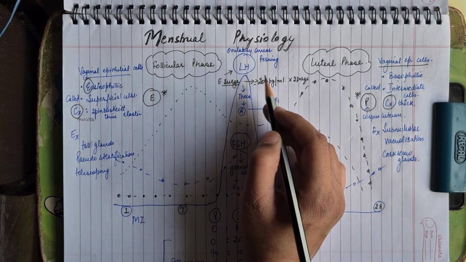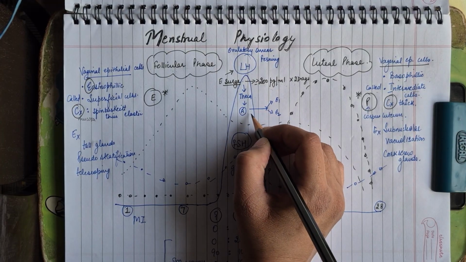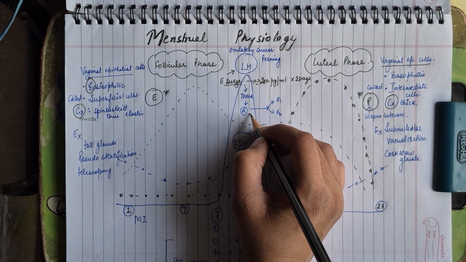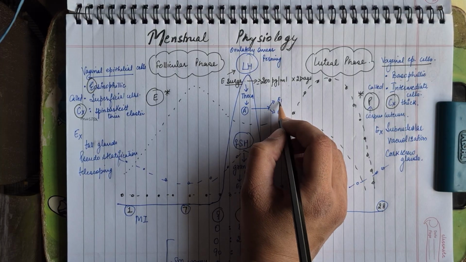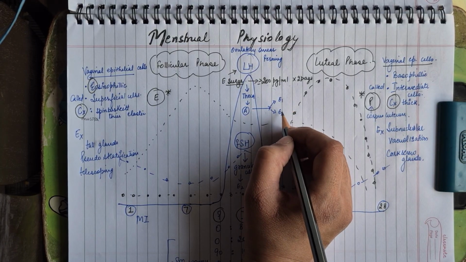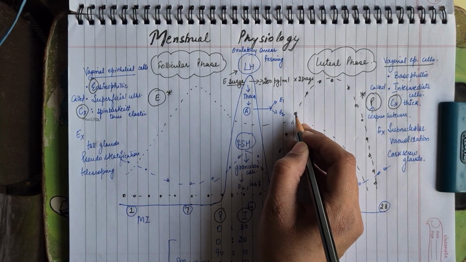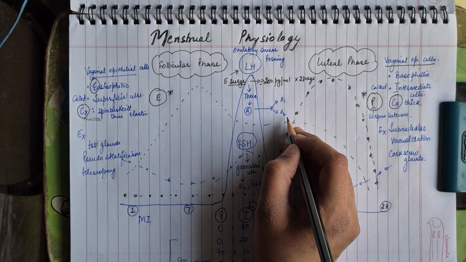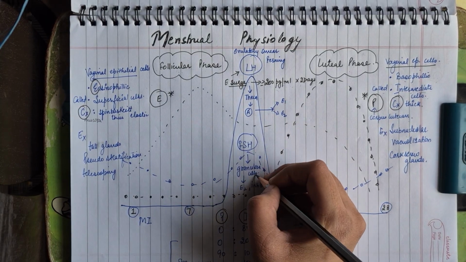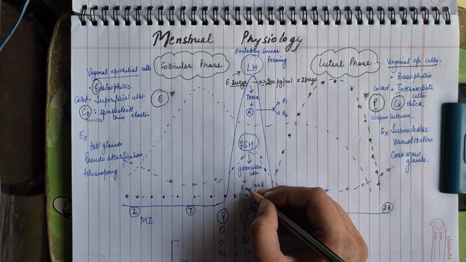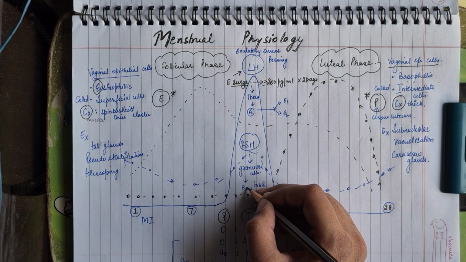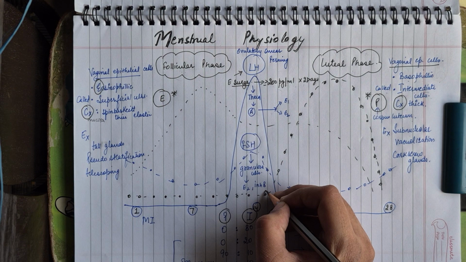The LH hormone acts on theca cells, leading to the release of androgens, which are converted by the aromatase enzyme into estrone and estradiol. Estradiol is the E2 hormone, which is more potent. The FSH acts on the granulosa cells, leading to the release of the E2 hormone, which is estradiol, and inhibin B.